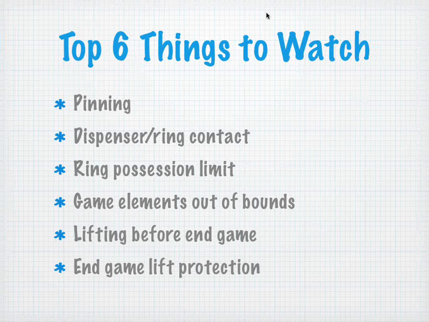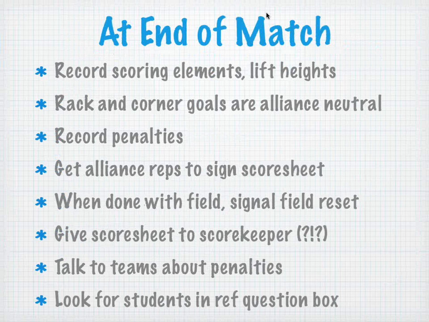So at the end of the match, now maybe we have some work to do. The first thing we want to do is record the scoring elements and the lift heights on the score sheet. One thing to keep in mind is that both the rack and the corner goals are alliance neutral, meaning either team can score on either side of the rack and either corner goal. So it doesn't matter which of those the teams use.